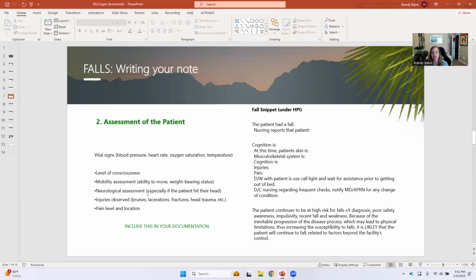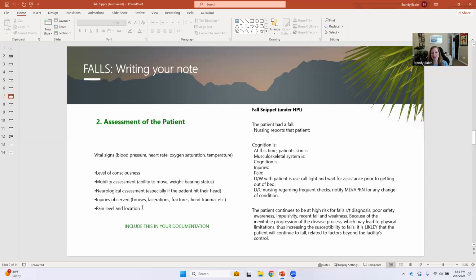Any neurological assessment. So if they hit their head, neuro checks should be done. So you should go to the nurse's station and ask to see the neuro checks. You should be looking to make sure that they've got the neuro checks and that they've been started, and looking at that blood pressure, looking at their heart rate, to make sure that they're not having some kind of a bleed. We're looking for bruises, lacerations, fractures, head trauma.